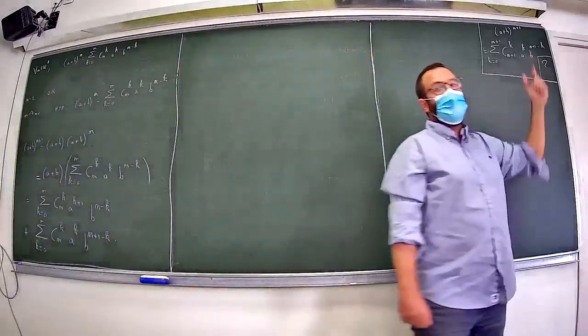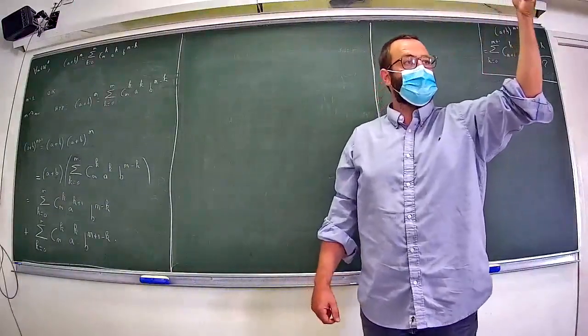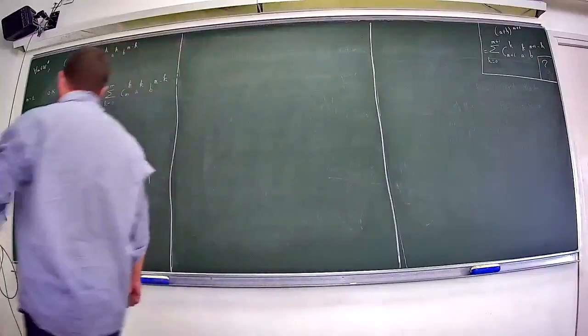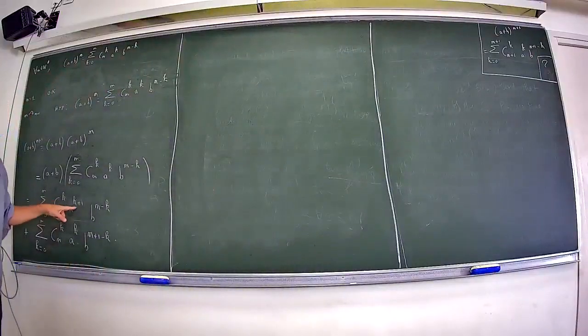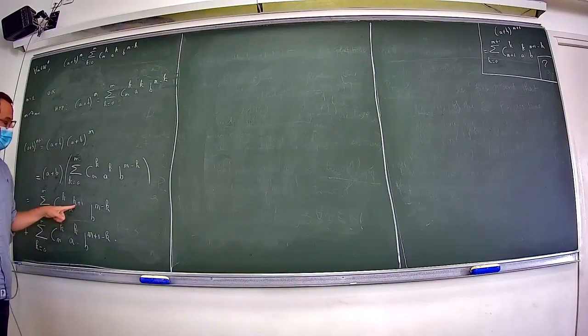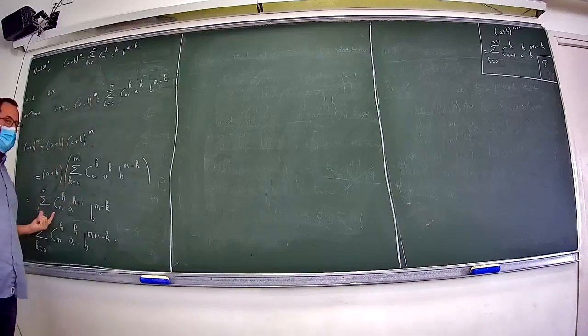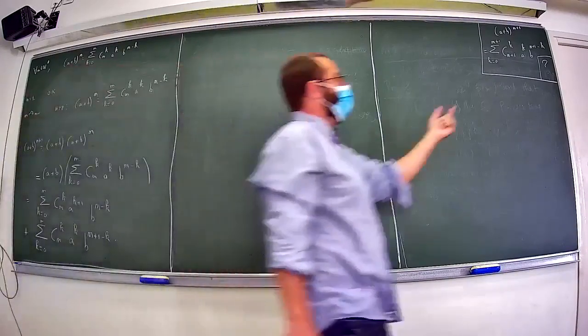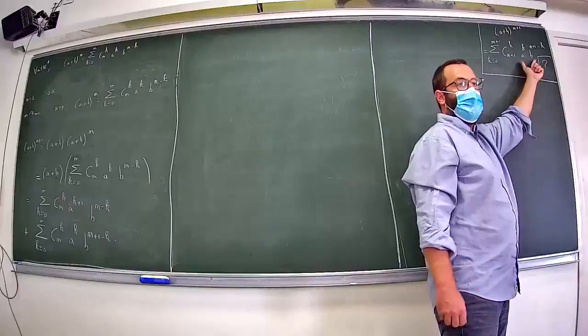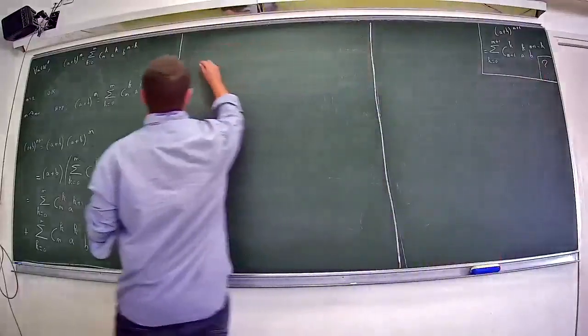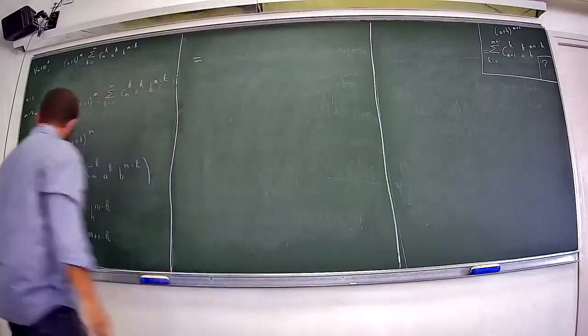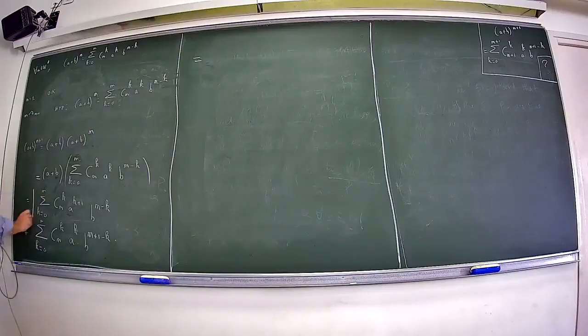So the idea will be to change my index, because here I have something to the power k plus 1. I will change the index k into another one in order to transform this sum into terms that look like this one. So let's do it. The idea is to work first with the first part of the equality. So what can I do?